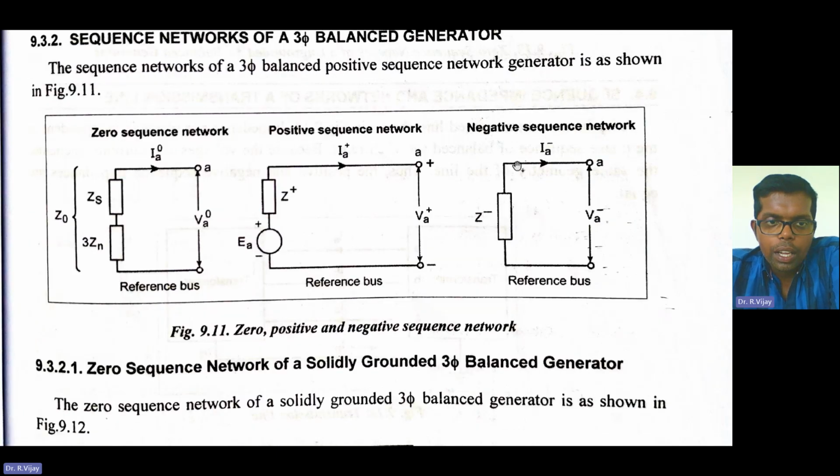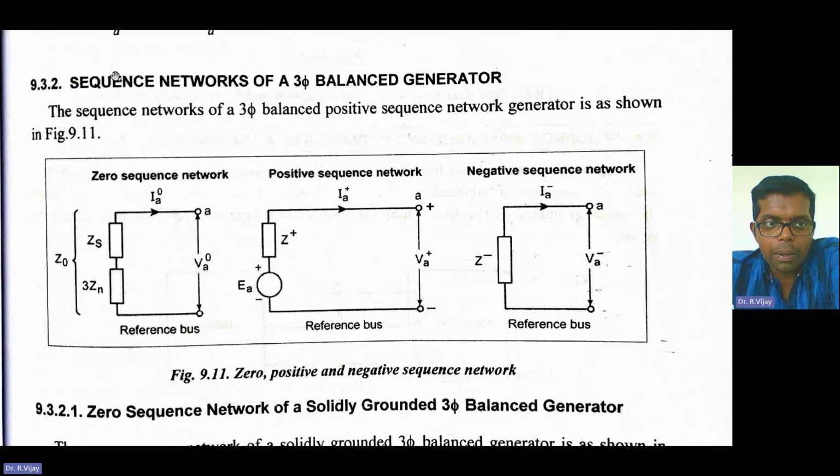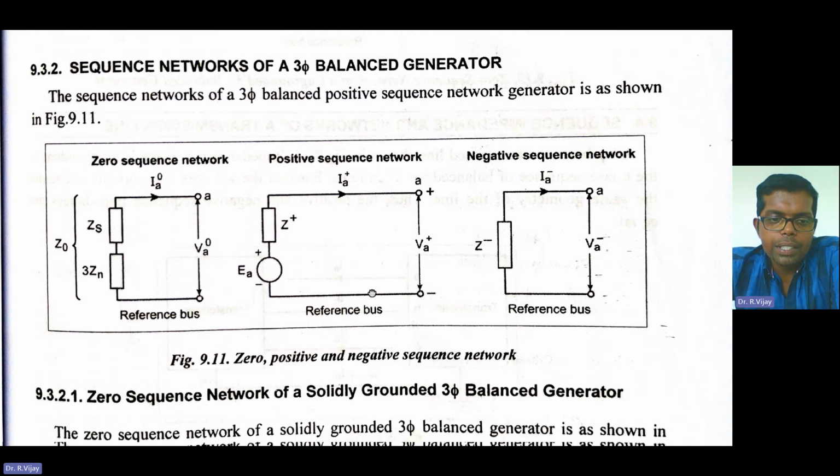So these are the zero sequence, positive sequence, and negative sequence networks for a three-phase balanced generator from the previous formulation. This sequence diagram is very, very important because we are going to use it in our problems. This balanced sequence network diagram is very, very important.